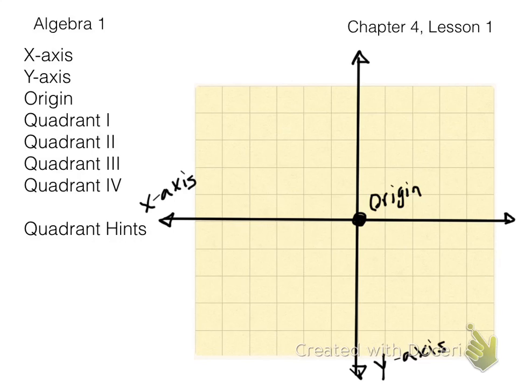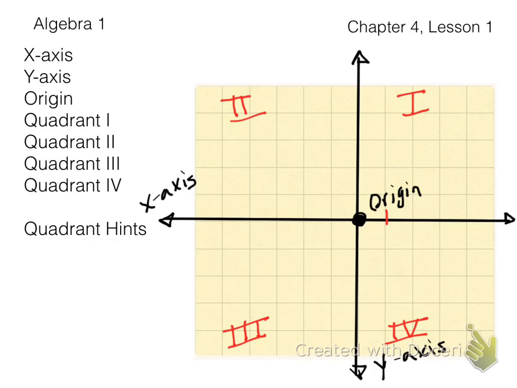And quadrant 1 is always in the upper right. Quadrant 2 is in the upper left. You know what? Let's just use the numbers. So this is quadrant 1. This is quadrant 2. Quadrant 3 is in the lower left. And quadrant 4 is in the lower right. Okay? And those are the quadrant hints.